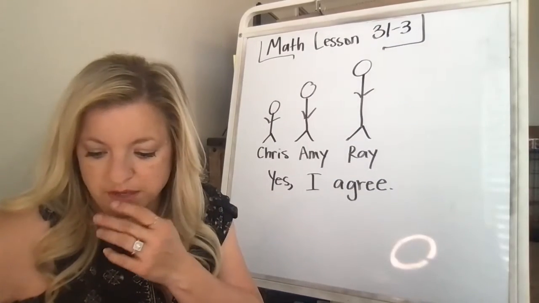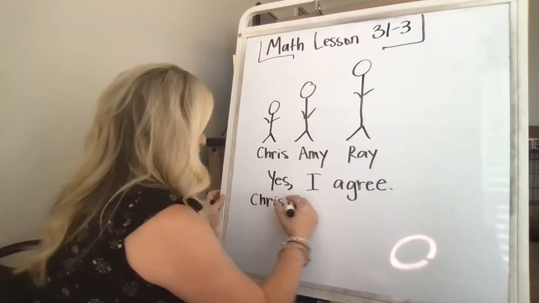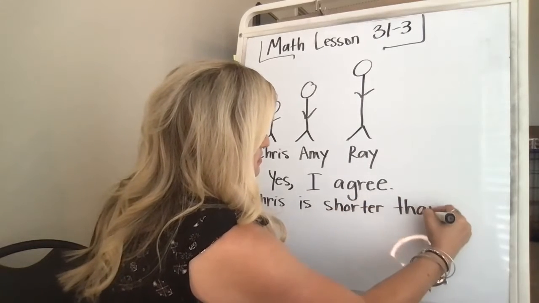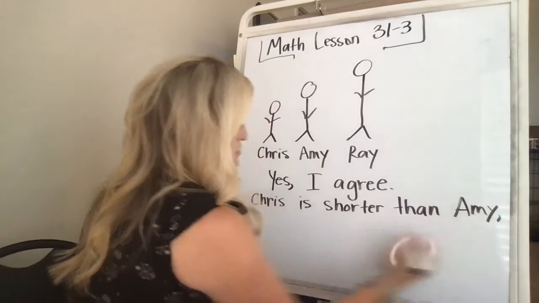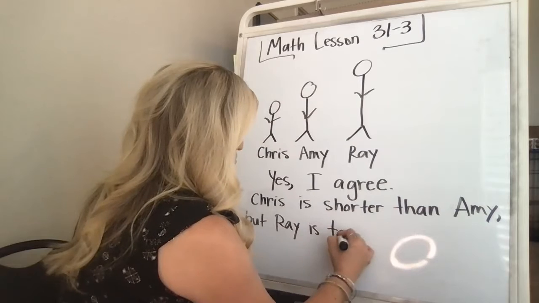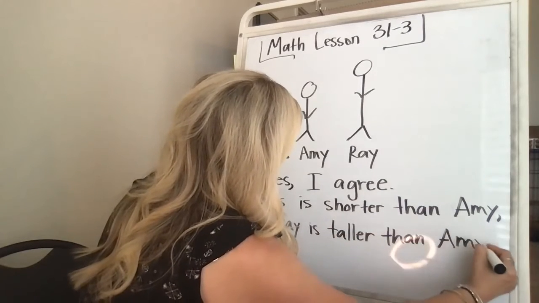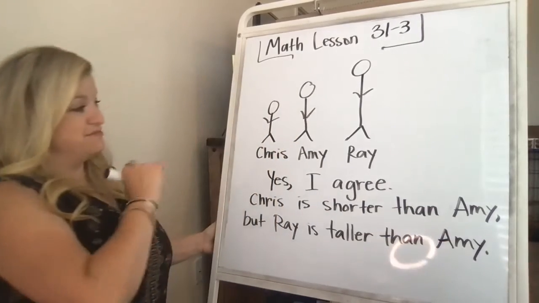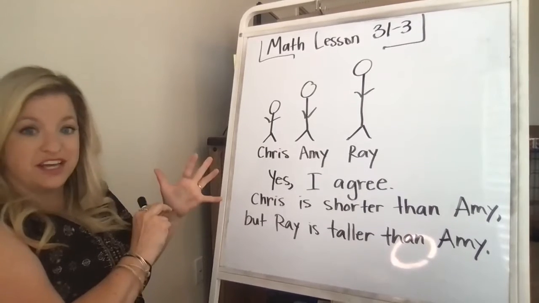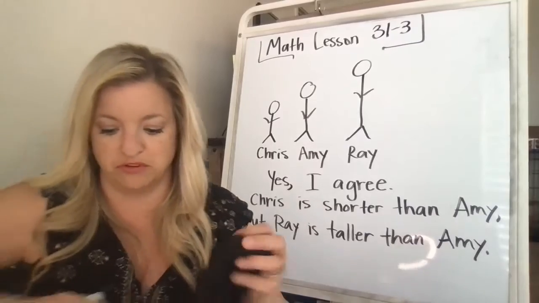So do you agree? Boom says Chris is shorter than Ray. Yes, I agree. Chris is shorter than Amy, but Ray is taller than Amy. So Chris must be shorter than Ray. Pause it and write this down because I'm about to erase it and move on.